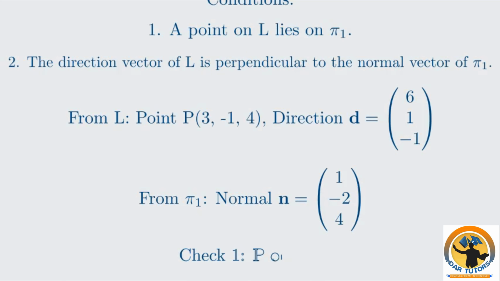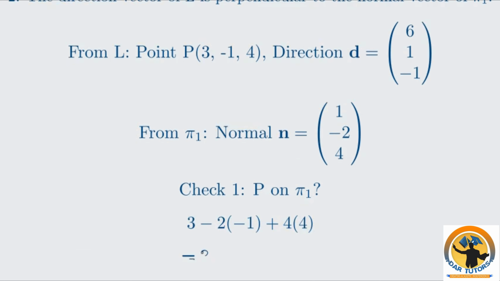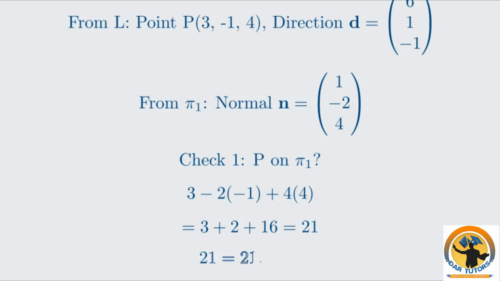Let's check the first condition. We substitute the coordinates of point P into the plane's equation. We get 3 minus 2 times minus 1 plus 4 times 4, which equals 3 plus 2 plus 16, which is 21. Since 21 equals 21, the point P lies on the plane.